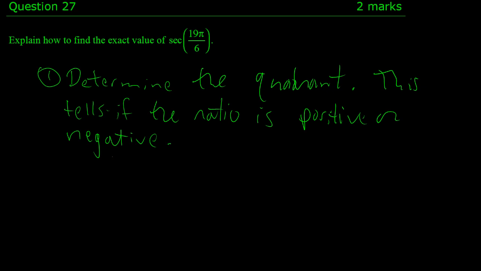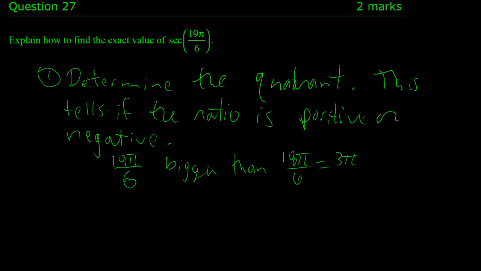19 pi over 6 is bigger than 18 pi over 6, which is, of course, 3 pi. So it's slightly bigger than 3 pi. And how much bigger is it than 3 pi? Well, it's pi over 6 bigger than 3 pi.